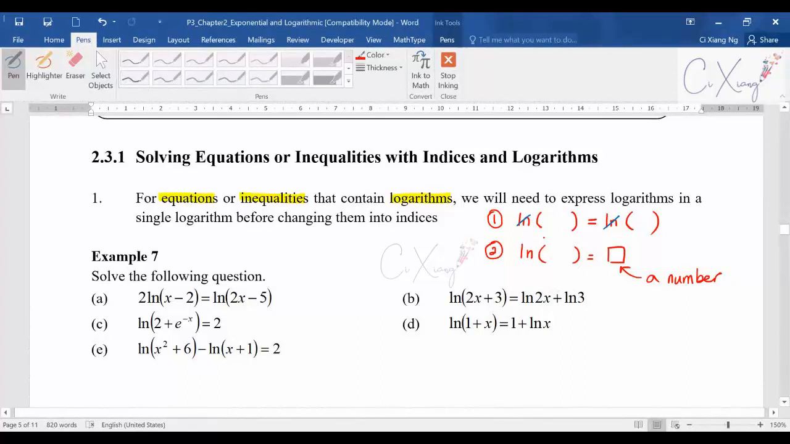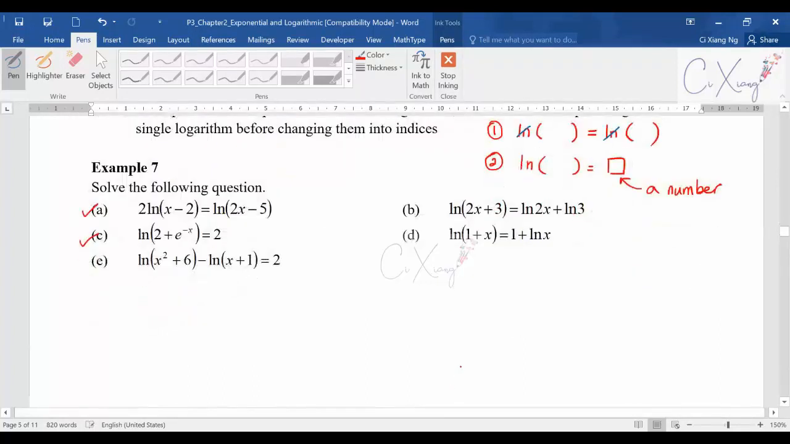For example 7, you can see that all the questions here contain the log function. I will discuss part A and part C with you, and then you try to solve the other parts yourself. When you are trying to express the questions into pattern number 1 or pattern number 2, you need to apply all the properties of log that you learned before, like the multiplication rule and the division rule and so on. So we will start with example 7 now.